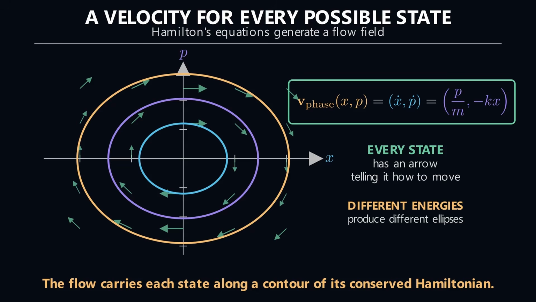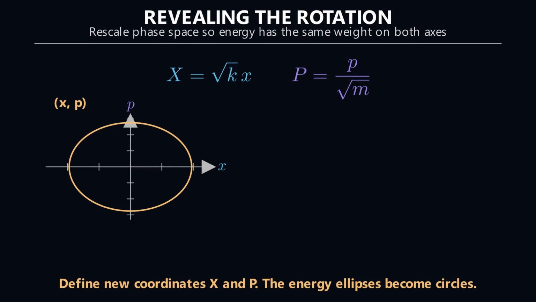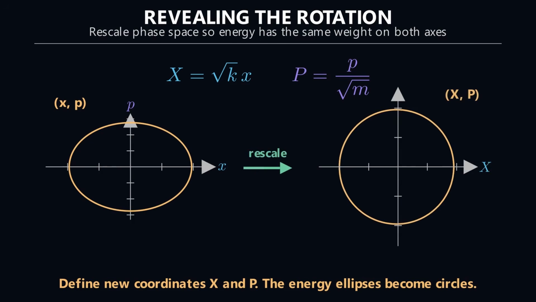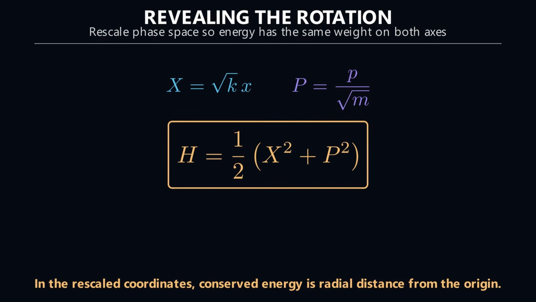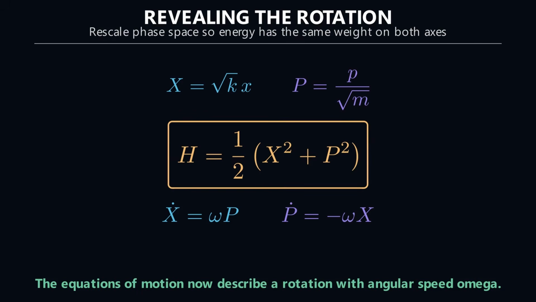Different total energies give different ellipses, and a state stays on the ellipse set by its energy. We can make the plot a little cleaner by rescaling the axes. Define capital X as square root of k times x, and capital P as p divided by the square root of m. Then the Hamiltonian becomes 1/2 (X squared plus P squared). The equations of motion now become X dot equals omega P and P dot equals negative omega X.